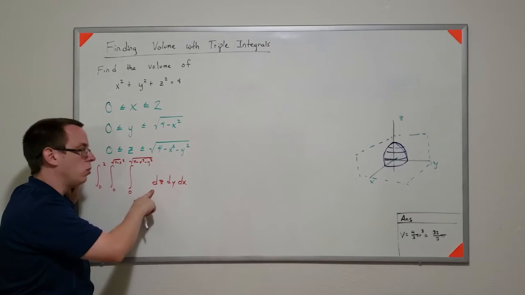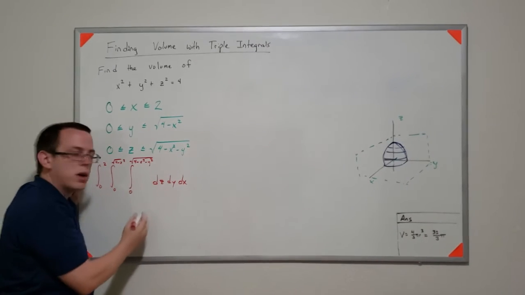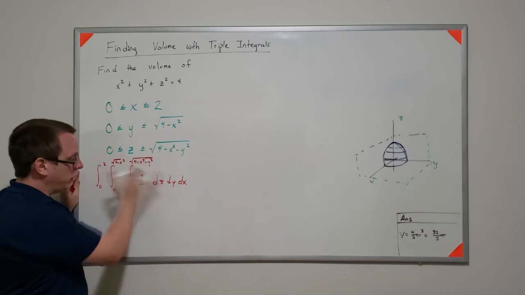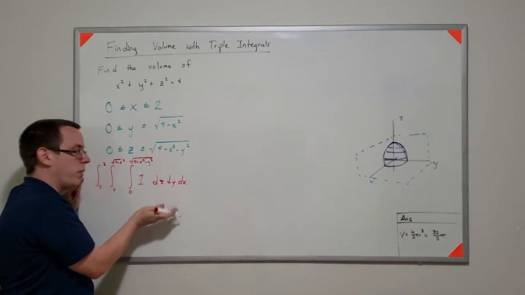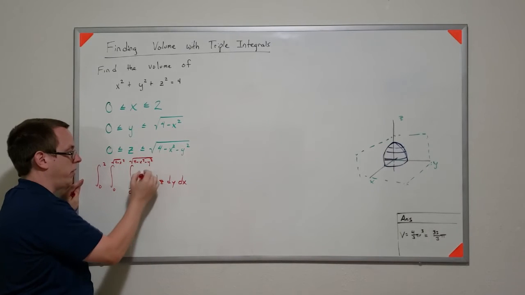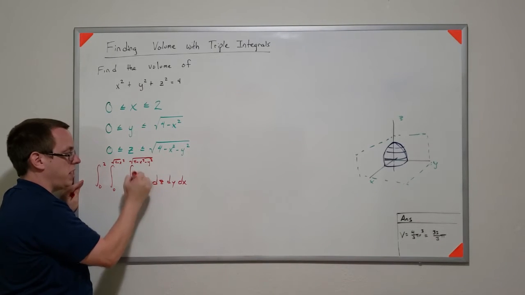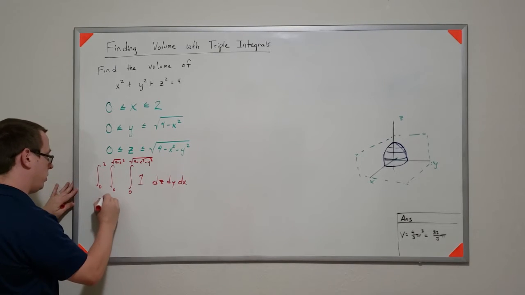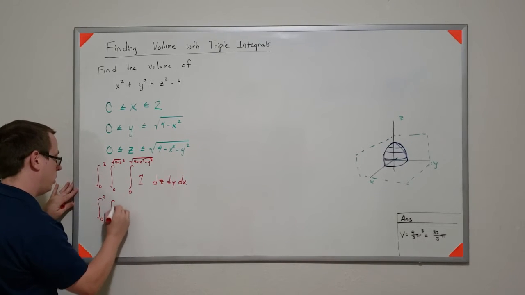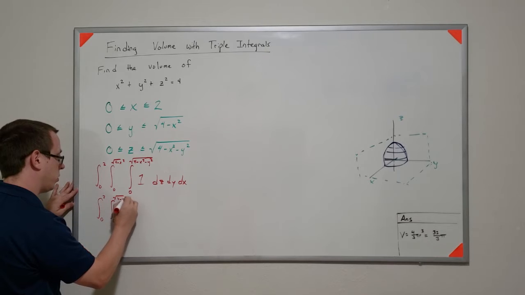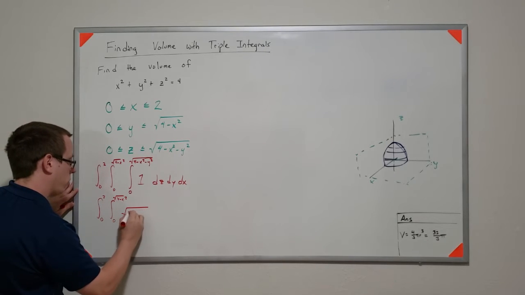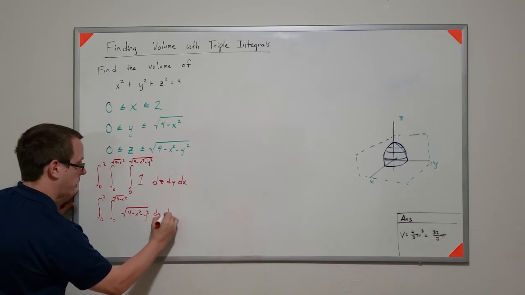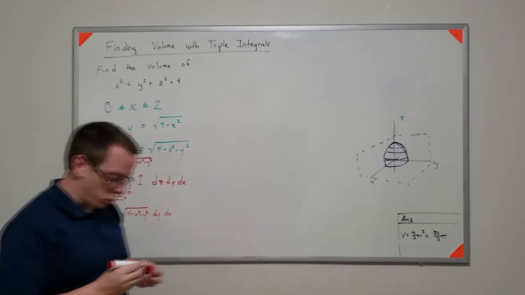And for volume integrals, the function, f of x, y, z, is always just 1. So when we take the antiderivative, you're really just going to get z, and then you plug in the limits. So you're really just stuck with the integral from 0 to 2, 0 to the square root of 4 minus x squared, of the square root of 4 minus x squared minus y squared dy dx. Now this one's a little tricky.